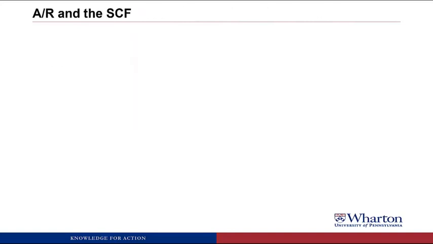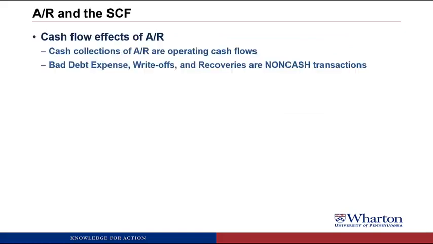Next, I want to talk about how accounts receivable and bad debts show up on the statement of cash flows. Obviously, cash collections of accounts receivable are operating cash flows. And then the bad debt expense, the write-offs, and the recoveries are all non-cash transactions. Now, when I say recoveries are non-cash transactions, I mean the part where we restore the receivables and restore the allowance, not the part where we actually recover the cash, because that's a cash collection.